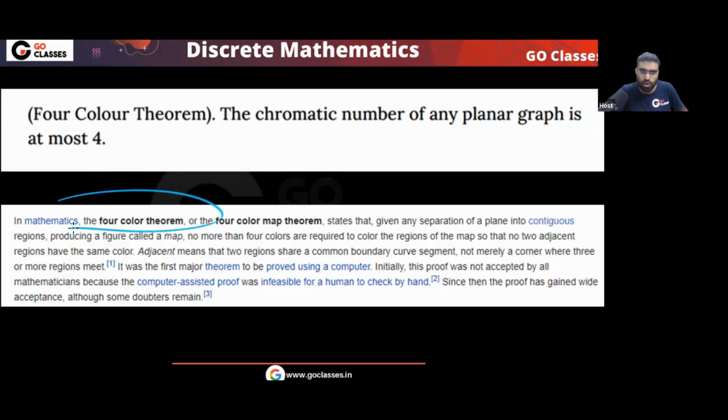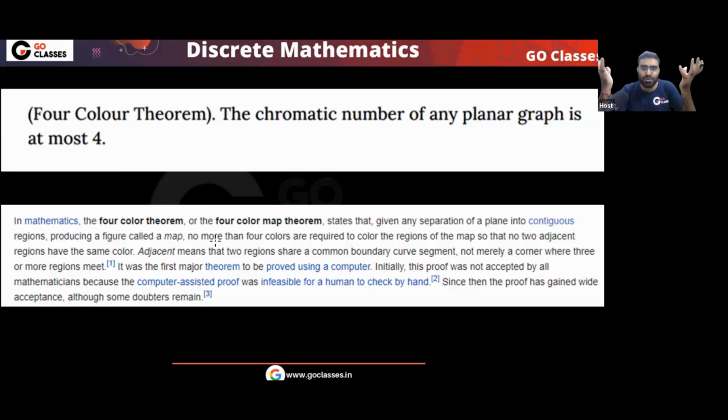And this four color theorem is very interesting. It is very popular, because it is the first theorem to be proven by computer. Let me tell you one more thing. Even today, there is no proof without computer.